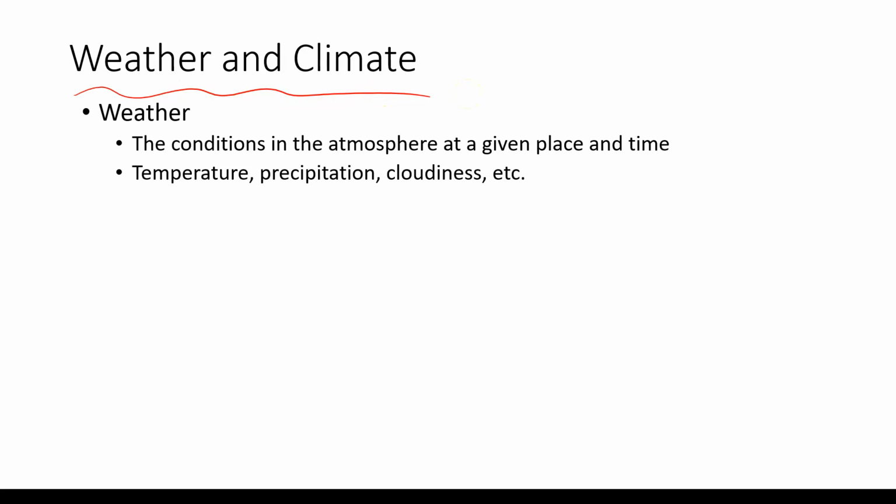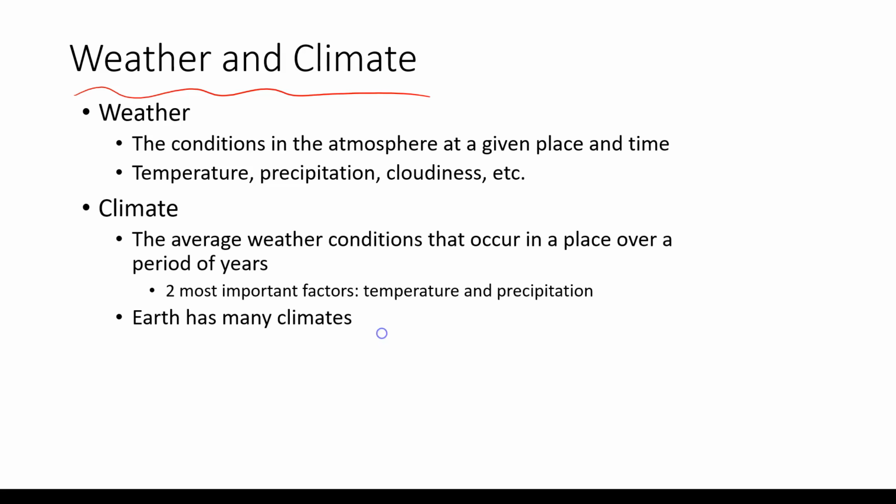All right, so hopefully you guys already know this, but I'm going to cover it anyways. What is the difference between weather and climate? Because they are not synonyms. Weather refers to the conditions in the atmosphere at a given place and time. So basically, it's what's going on right now. Is it raining outside? Is it sunny? Is it warm? Is it cold? That's the weather.